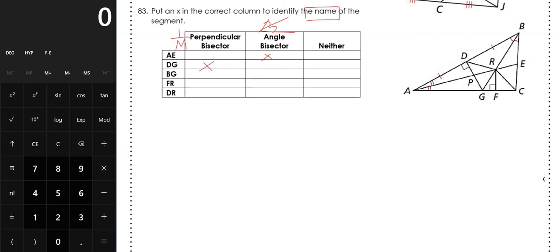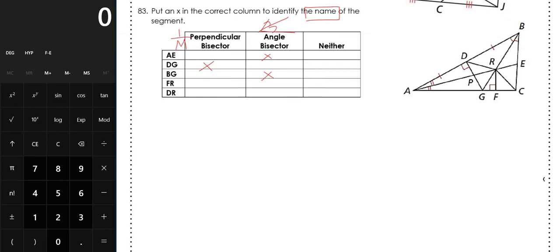Okay, next. BG. So BG is originating at angle B, and I notice that again, it's splitting my angle in half because I have an arc on either side. So I'm going to say that this is an angle bisector.